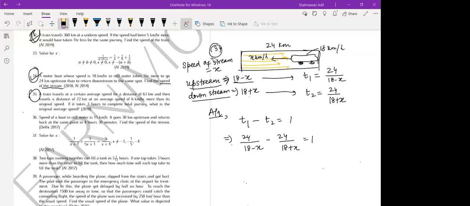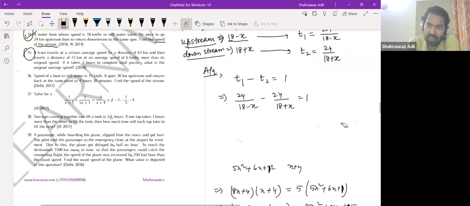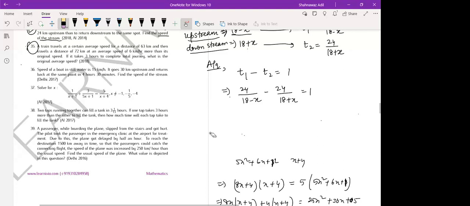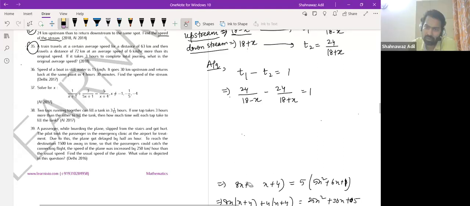Sir, I'm getting the sum greater than the product. You are getting the sum greater than the product in the equation. Okay, so which sum greater than equation?